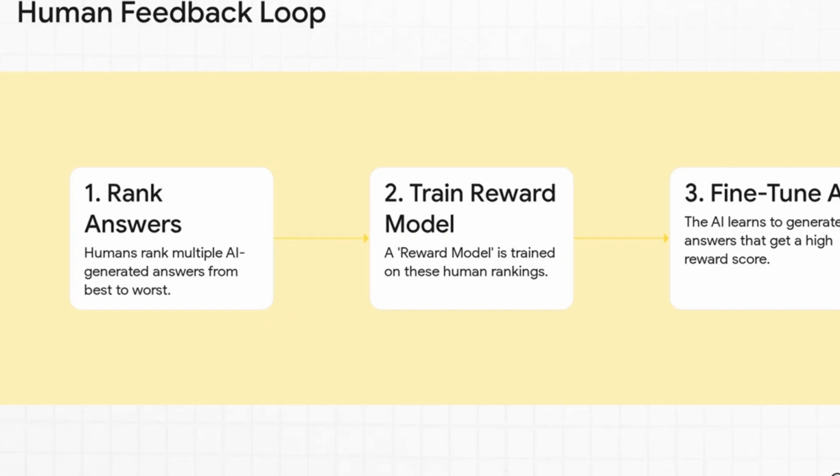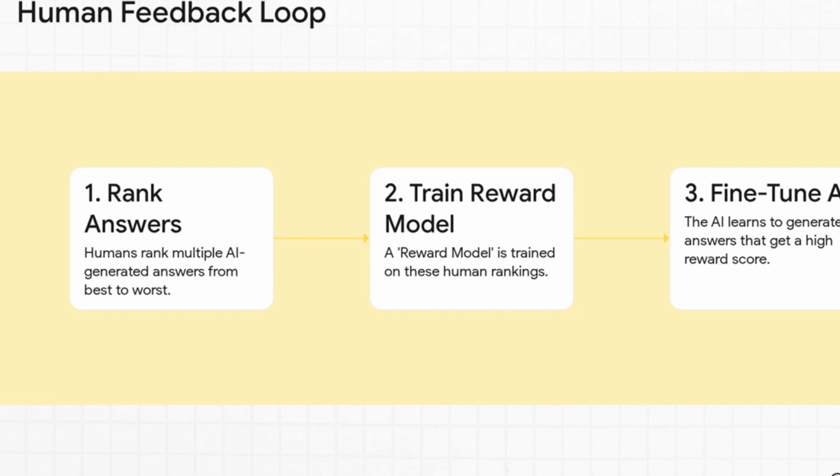So how does it learn our preferences? It's through this really clever feedback loop. It works like this. First, you give the AI a prompt and it generates a few different answers. Then, real humans come in and rank those answers from best to worst. All of that ranking data is then used to train a whole separate AI called a reward model, whose only job is to predict which answers humans will like the most.